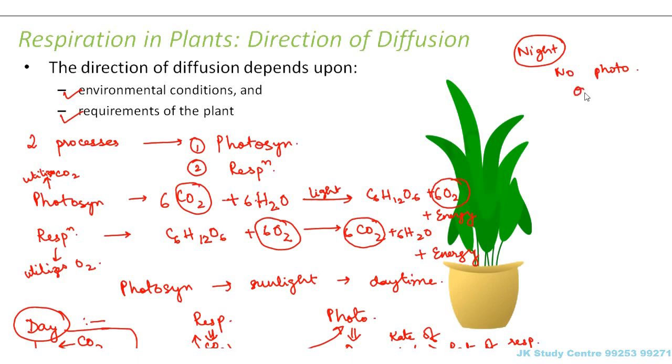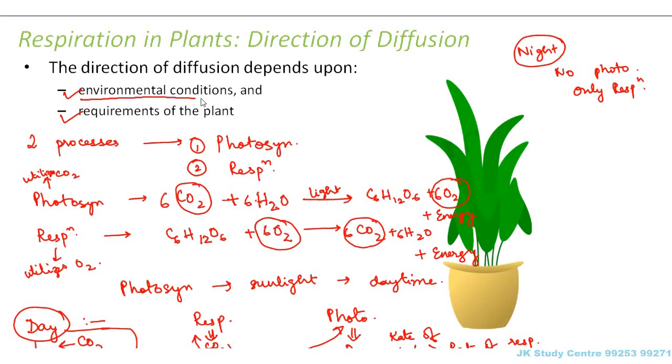So that means only respiration takes place at night. And what happens in respiration? If you look at the process of respiration, it will utilize oxygen and it will produce CO2. Right? So this CO2 which is produced is diffused to the environment. So the extra carbon dioxide which is produced is diffused to the environment at night time. Therefore, the direction of diffusion in plants varies with the environmental conditions.